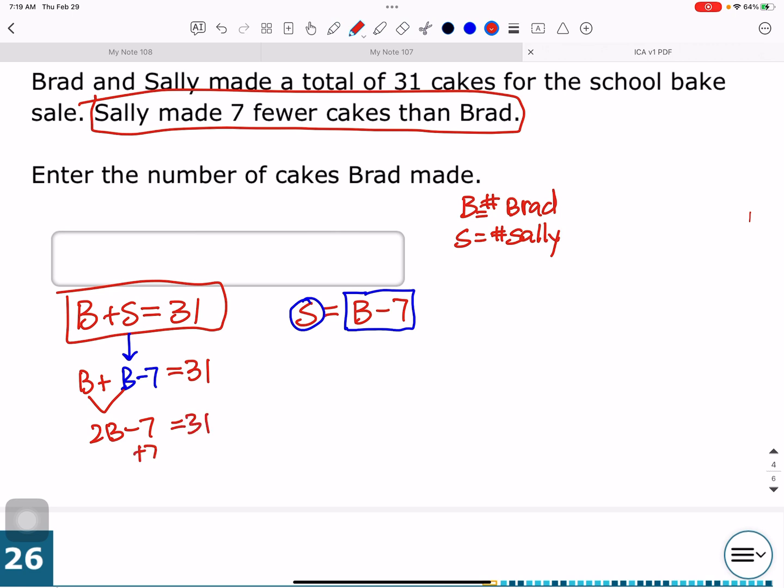I'm going to add the 7, add the 7. 2B's is 38, so I divide by 2. Divide by 2, and B equals 19. So Brad made 19. It ended up Sally made 12.